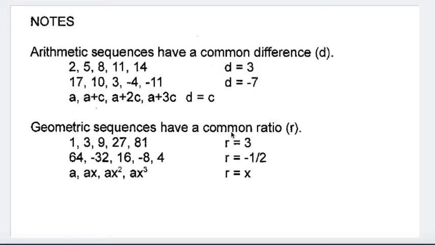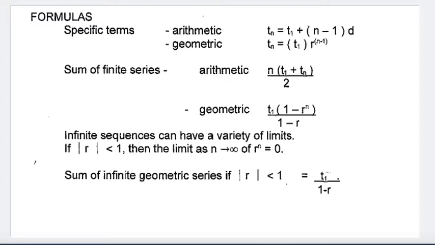A geometric one has a common ratio, so 1 times 3 is 3, 3 times 3 is 9, 9 times 3 is 27, 27 times 3 is, so the ratio is 3. 64 divided by negative 2, divided by negative 2, divided by negative 2. Multiplying by negative 1/2 is the same as dividing by negative 2. So I probably should have phrased it that way as multiplying by negative 1/2, because we're trying to find out how much to multiply by, and that's the common ratio. That'll help you with the geometric series, which again is not supposed to be given as a 3-point question.